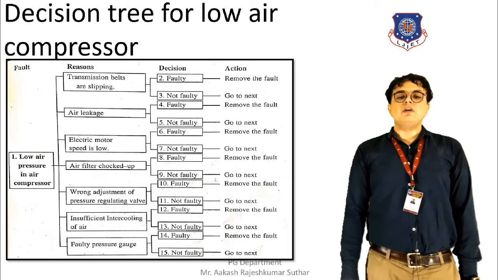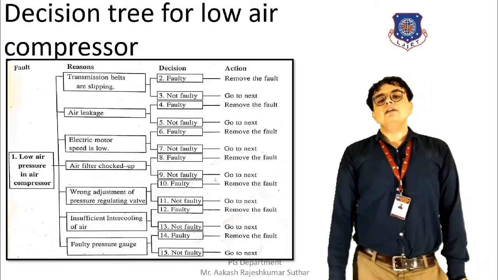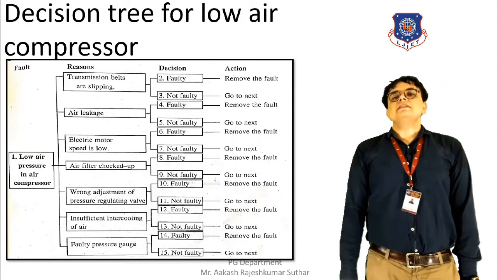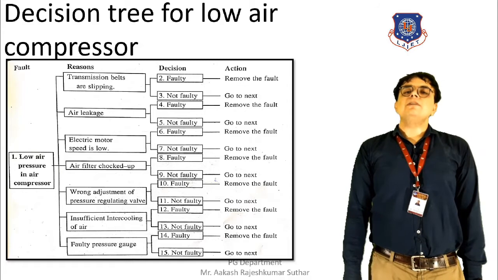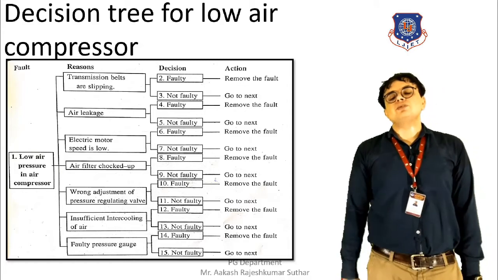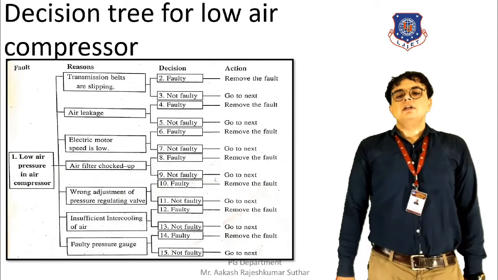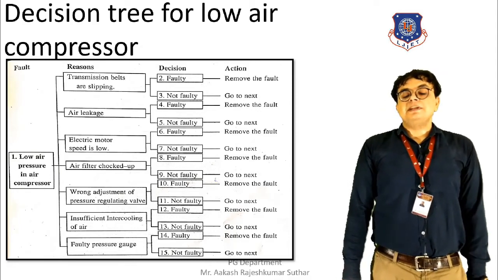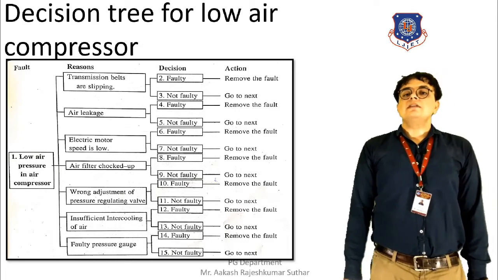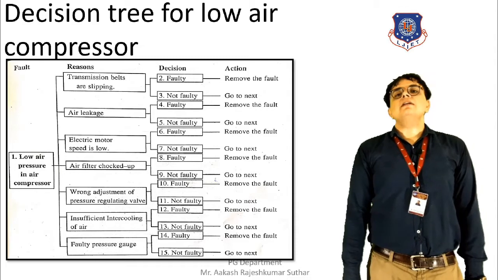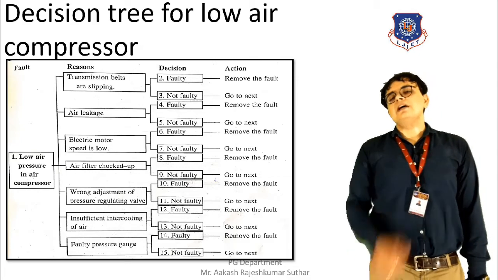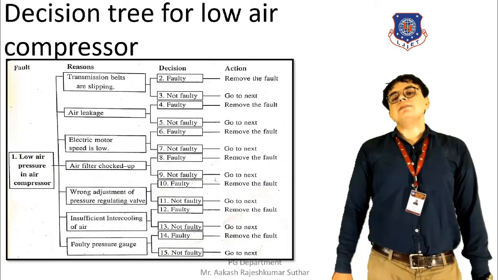Next reason is the faulty pressure gauge. So if the pressure gauge is faulty, then it will be the faulty reason. Means the fault is being caused because of this only, and accordingly we should remove the fault. But if the pressure gauge is found proper, then the decision should be not faulty, and accordingly we should move towards the next reason. So this is how the decision tree diagram of a low air compressor is made.